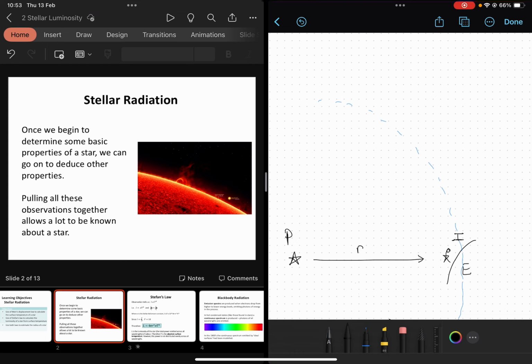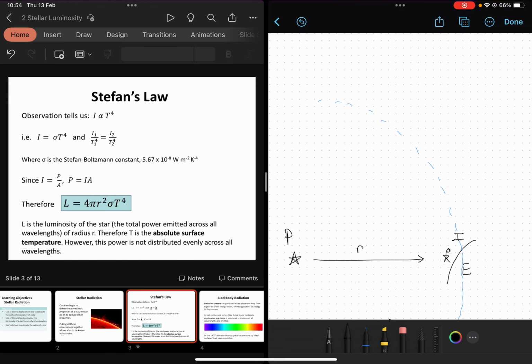In future lessons, we'll develop this further to look at where the star is in its life cycle and its chemical composition. We're going to look at two laws in this video, Stefan's law and Wien's displacement law. So firstly, Stefan's law.